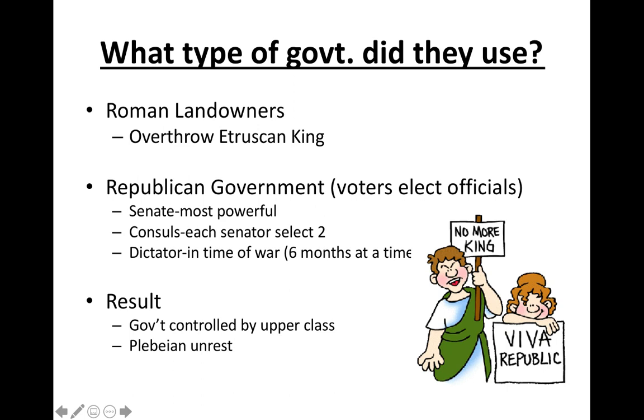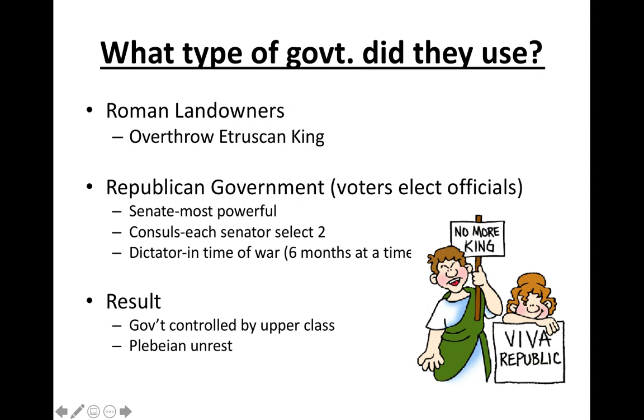And in times of war, there was a power they could use to create a dictator. One of the senators could be elevated to a dictatorial power so that they could make decisions quickly, because we know that in democracies and republics, decisions aren't always made quickly. And so in a time of war, for 6 months at a time, you could elect this dictator, essentially, who could make the decisions for the Roman Republic.